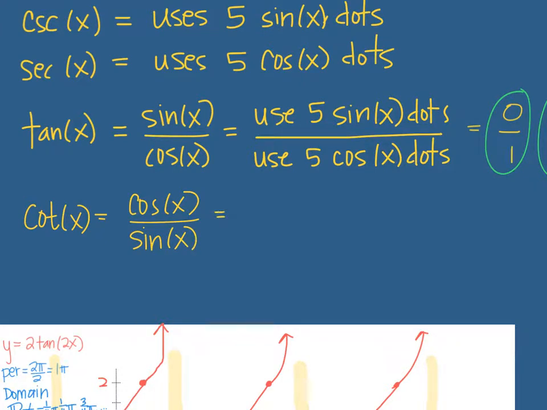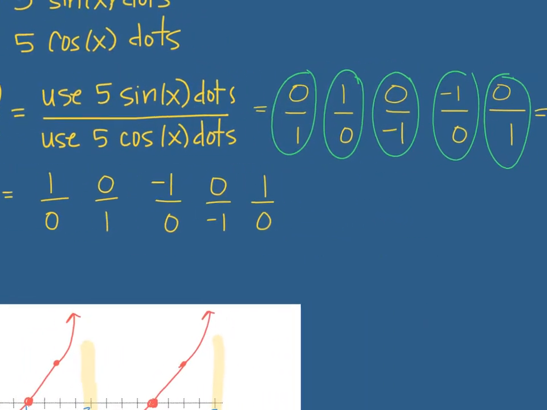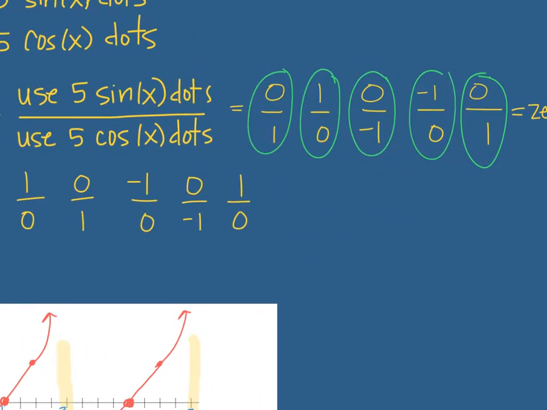So it's going to be those 5 dots of cosine, which are 1, then 0, then -1, then back to 0 and 1. Those are the 5 cosine dots. And then the 5 sine dots. So 0, 1, 0, -1, 0. And then divide each of those. So once we have the 5 on the top divided by the 5 on the bottom, what will be the first part of the cycle for cotangent? An asymptote is first.